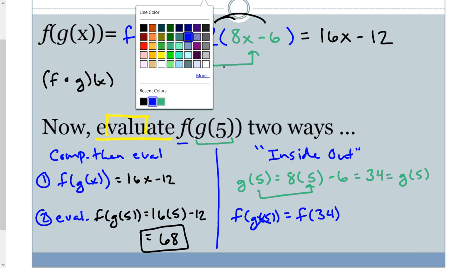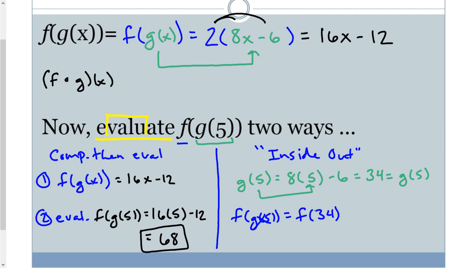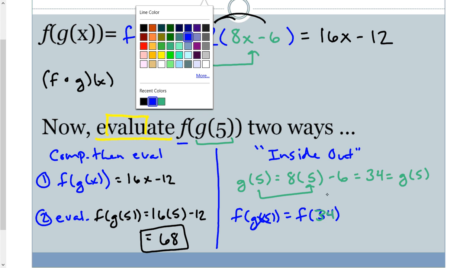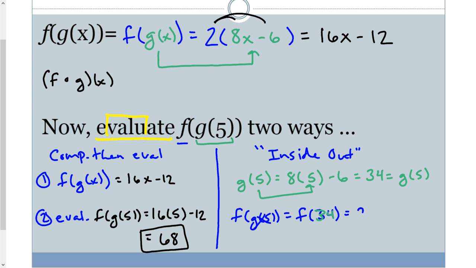Where did that 34 come from? It came from my last evaluation of g of 5. So if I'm doing f of 34, that's going to be 2 times my input. What's my input in this problem? 34. What's 2 times 34? 68. So regardless of which way we went through and did it, we still came up with the same answer.